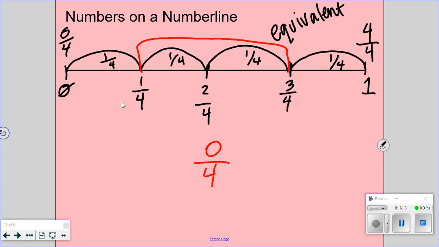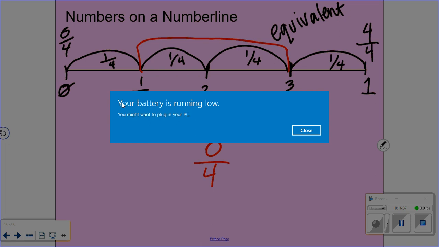Cole, you think you got it? 0 is equivalent to nothing. I didn't hear 0/4 in that sentence. Remember, 0/4 is equivalent to a value of 0. A value of 0. It's still worth nothing. 0/4 is equivalent to nothing.